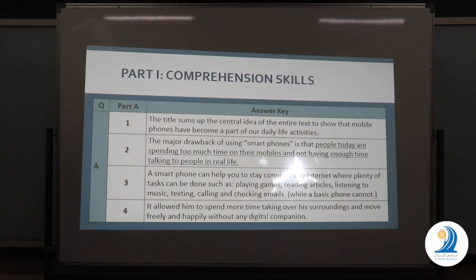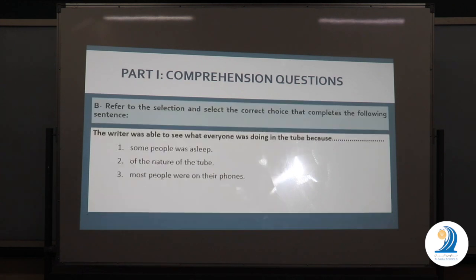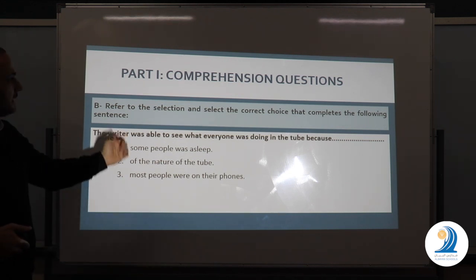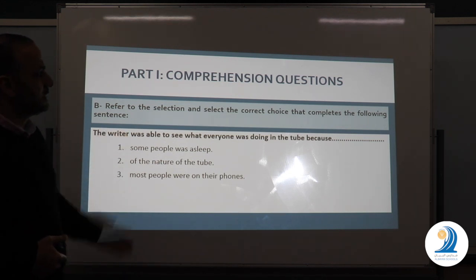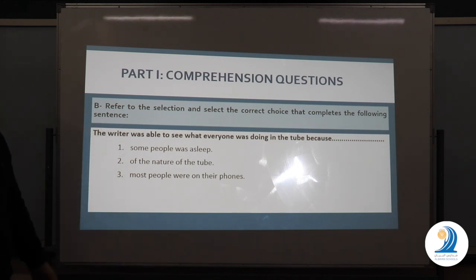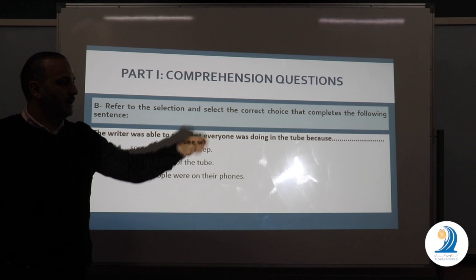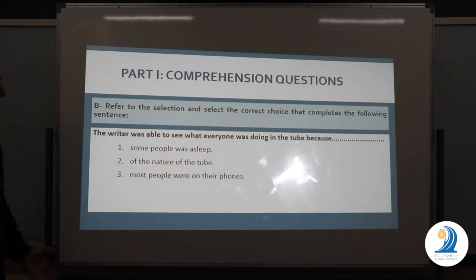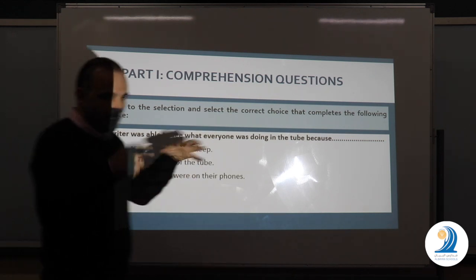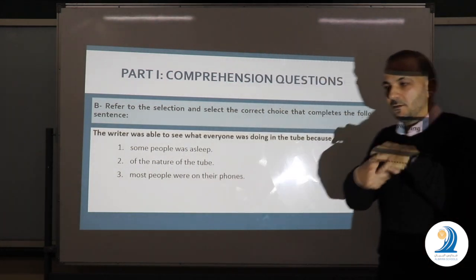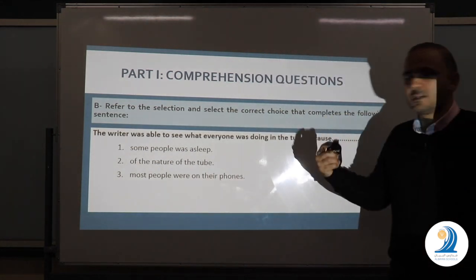Okay, so let's continue with something else. Here, refer to the selection, part B, of course. Refer to the selection and select the correct choice that completes the following sentence. Here it is: the writer was able to see what everyone was doing in the tube because he was able to see everything, monitoring everything, watching everything.